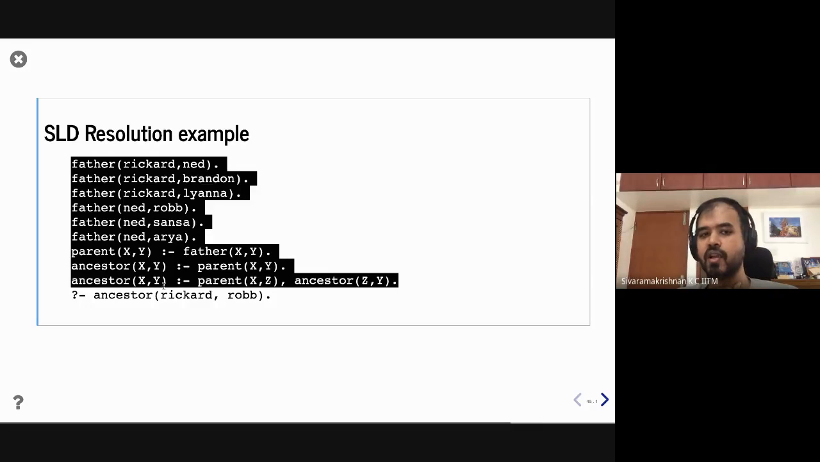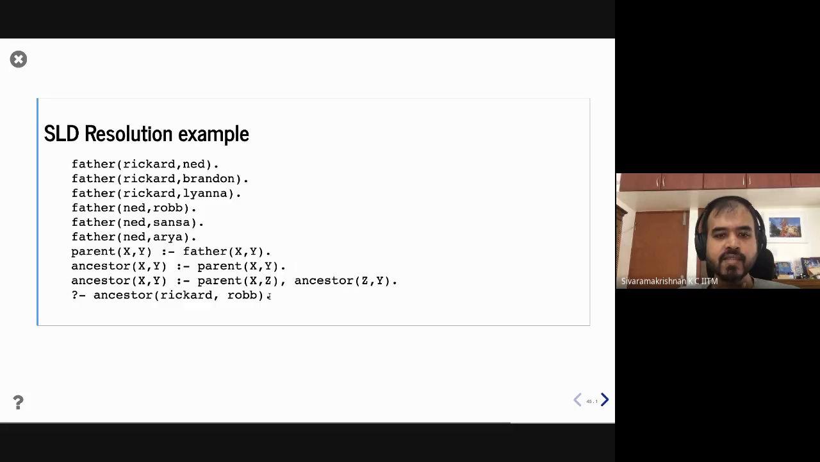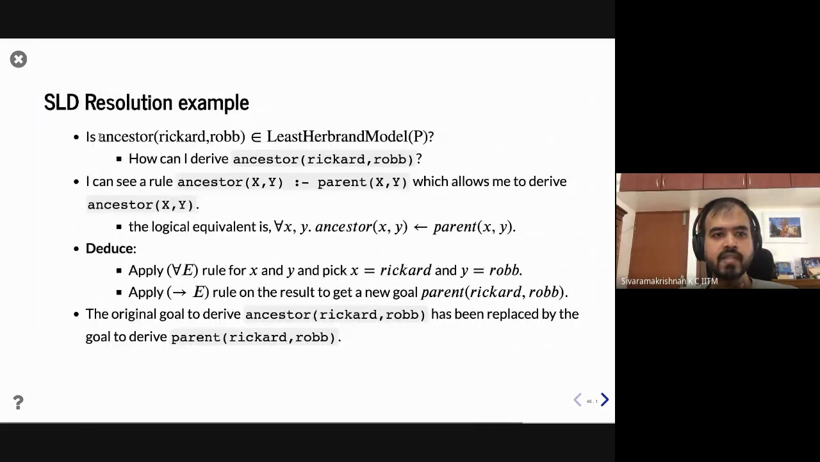Although you can do this for this particular program, if you have function symbols, then the procedure to compute the universe and the base becomes infinite, right? So you don't want to do that. But all you're asking is whether this particular ground term, ancestor of Rickard Rob, belongs to the least Herbrand model of P, the program. So how can I derive this?